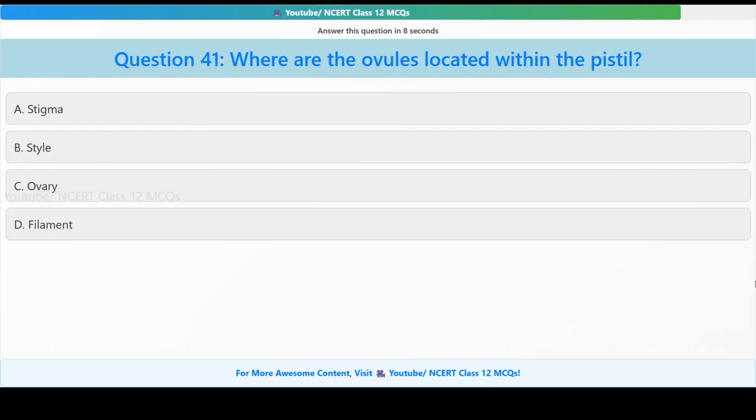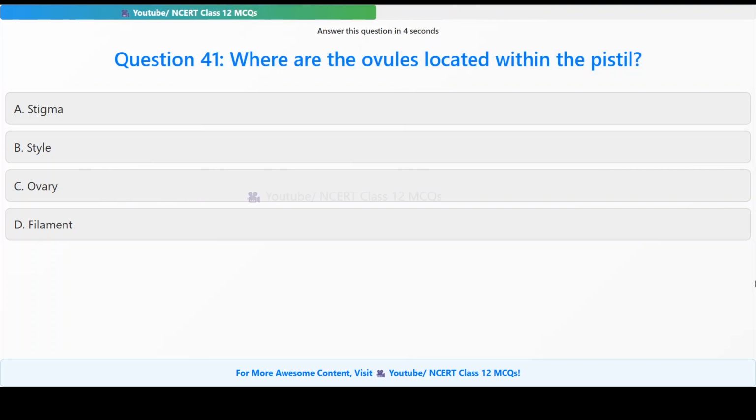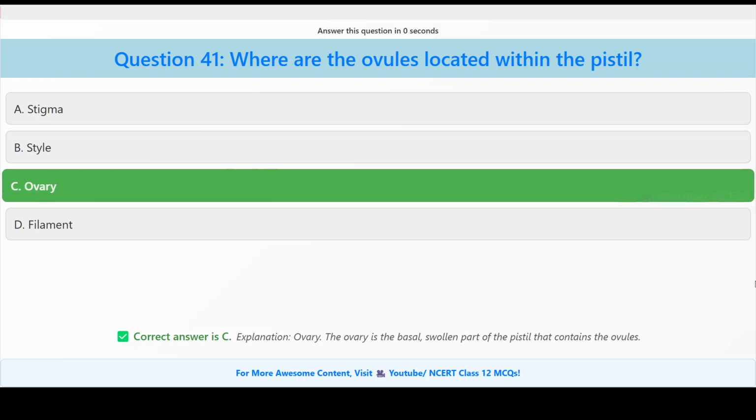Question 41. Where are the ovules located within the pistil? Ovary. The ovary is the basal, swollen part of the pistil that contains the ovules.